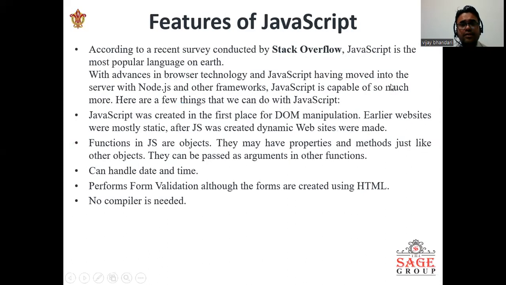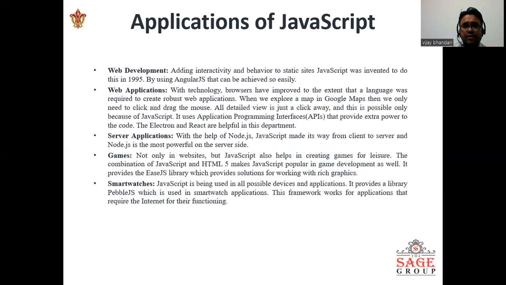Now, features of JavaScript. According to a recent survey conducted by Stack Overflow, JavaScript is the most popular language on earth. So 98% of web developers use the JavaScript language. It can handle date and time. It performs form validations, although the forms are created using HTML in the first place. It also does DOM manipulations. The earlier websites were mostly static. After JS was created, dynamic websites were made. And functions in JavaScript are objects. They may have properties and methods just like other objects, and they can be passed as arguments to other functions. So these are the features of JavaScript.